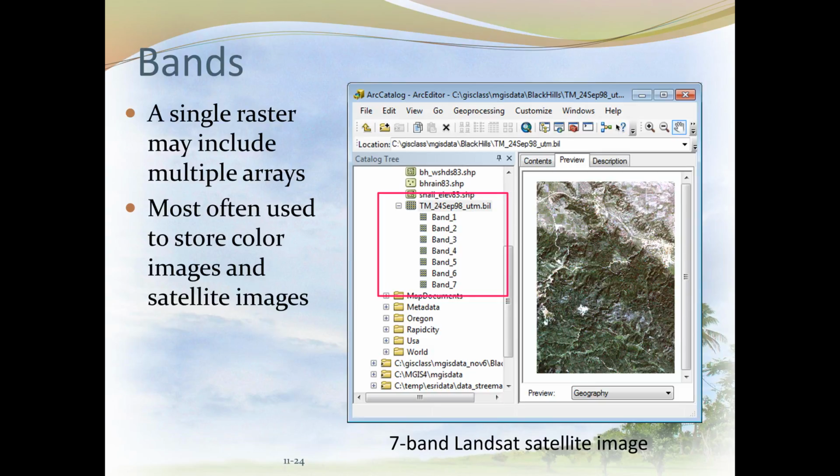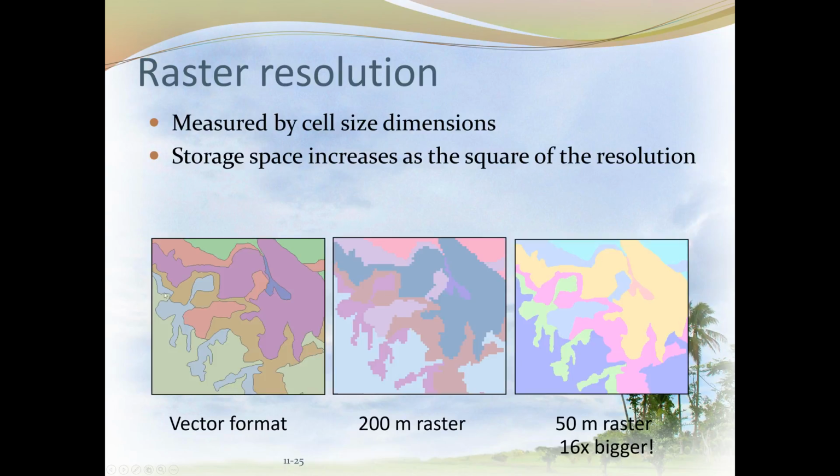Okay, let's look at the bands. A single raster may include multiple arrays, most often used to store color images and satellite images. The raster resolution is measured by the cell size dimension.